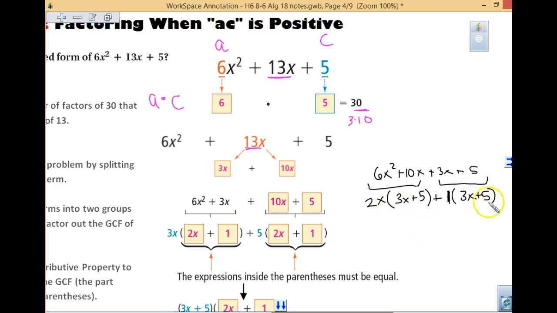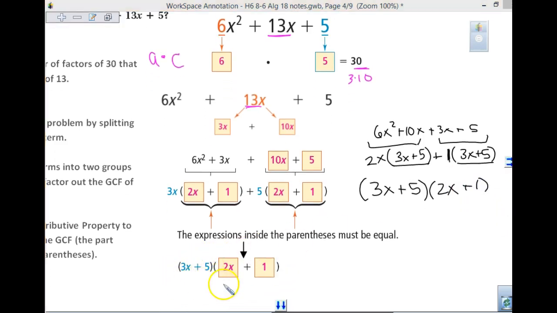So now I look at this, and what's common to both of these? 3x plus 5. So I'm going to pull that out. If I would factor out 3x plus 5, Ben, and I divided this whole thing by 3x plus 5, what do I have left? Ben. 2x, right? Soren, what do I have left when I divide this whole thing by 3x plus 5? 1. Is this the same answer that they had when they did it this way? And would it matter if you would have written it as 2x plus 1 times 3x plus 5? It's going to give us the same thing, right?